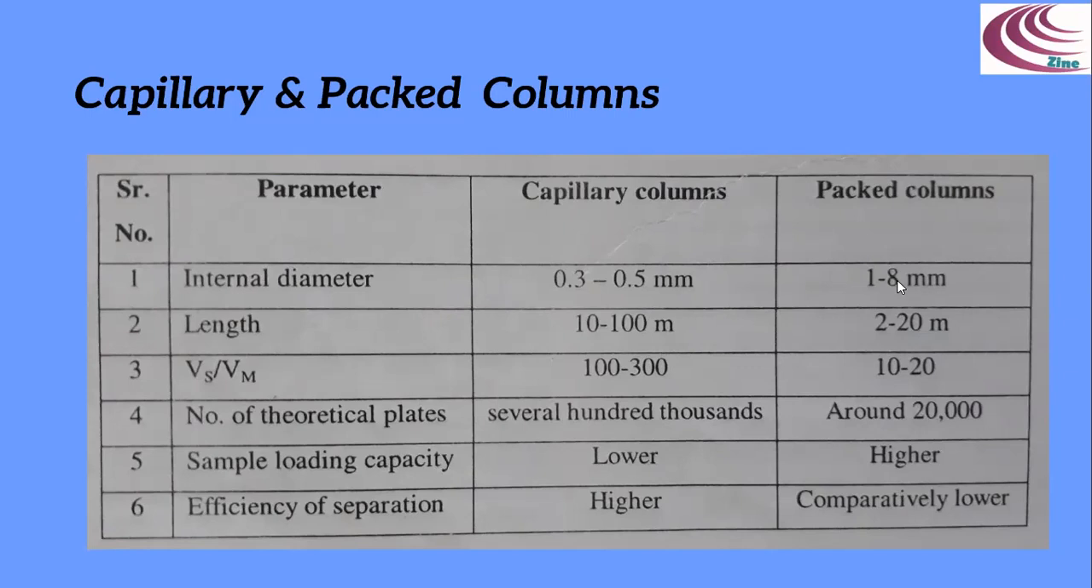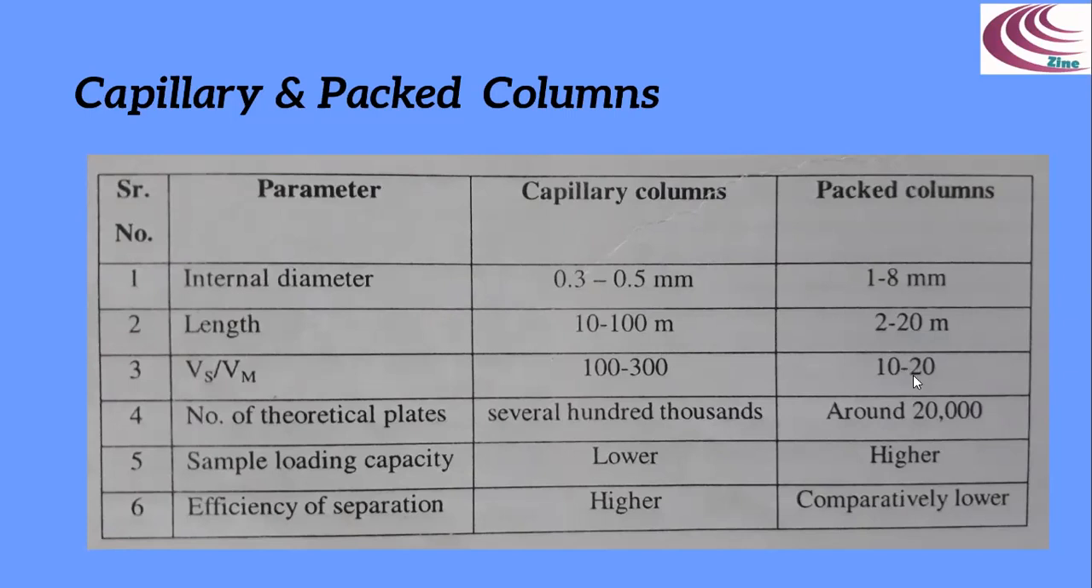Therefore, these columns are not as long as the capillary columns, but the normal length of the column ranges from 2 to 20 meters. The column is made compact so as to fit in the limited space inside the thermostat of the chromatograph by folding it or by coiling it. The ratio of the volume of the stationary phase to the mobile phase, that is Vs by Vm, for these columns ranges from 10 to 20.